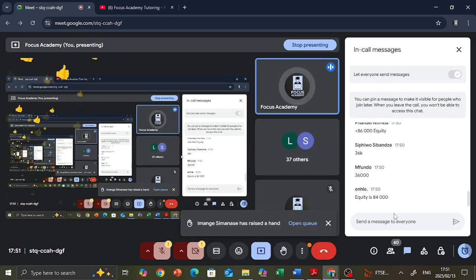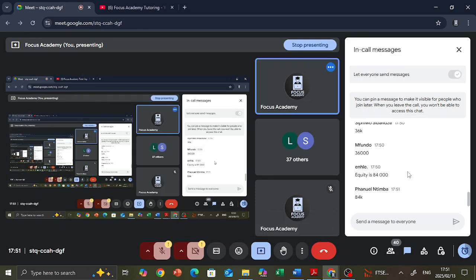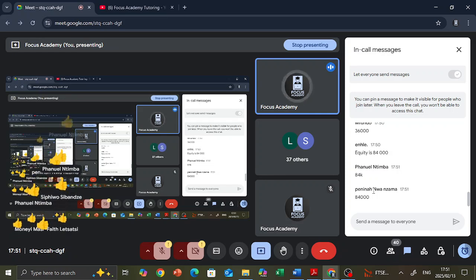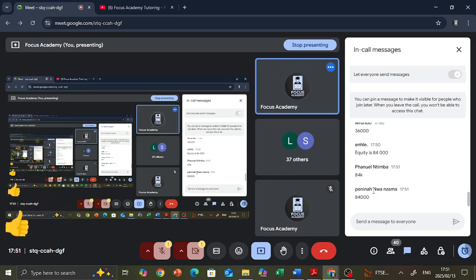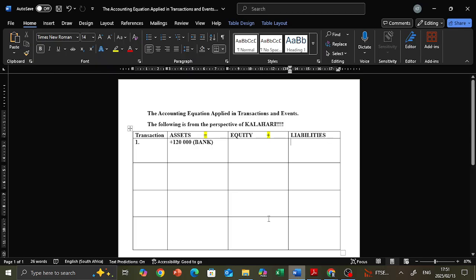Is it 86K equity? Someone saying 84K equity. Which one is it now? Which one is this one? 84K. Guys, thumbs up for 84K. Thumbs up for 84K. Okay. So now we know the equity that increases in our bank account as Kalahari is 84,000.